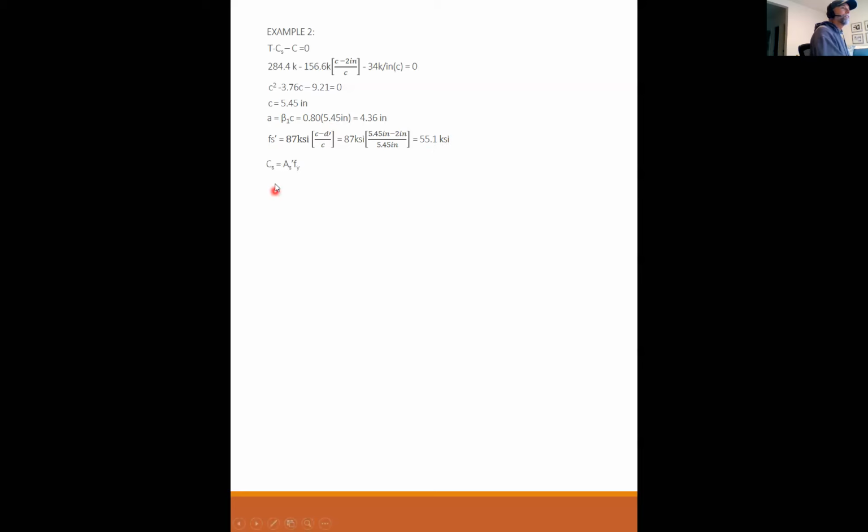So C sub S is A prime S times f prime s, not Fy. That's a typo. 1.8 times 55.1 is 99.2 kips. T, as we found, is 284.4 kips. And C is 0.85 f prime c b a. So I take my a here, plug it into here, and I get 185.3 kips.